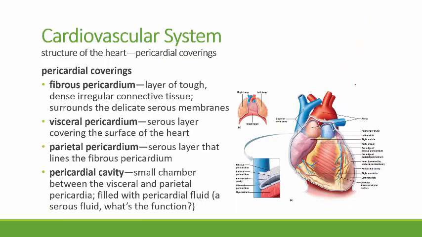The heart is covered, and here's where you've got to think back all the way back to chapter 1, where we talked about serous membranes. It's covered by serous tissues, and they're referred to as the pericardial membranes or the pericardium. So the outermost layer of the heart is termed the fibrous pericardium. This is not a serous membrane, but it is a layer of very tough, dense, irregular connective tissues.